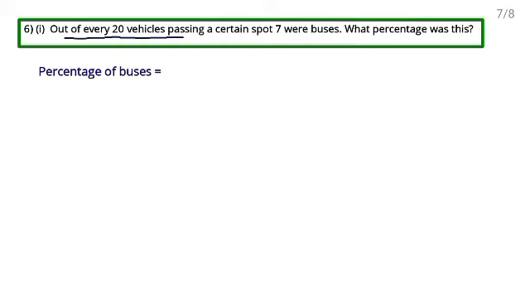Now the next question, question number 6, first part. Out of every 20 vehicles passing a certain spot, 7 are buses. Meaning 7 are buses out of every 20 vehicles. This is in the form of fraction. Now they are asking what percent was this? It means we need to convert this 7 upon 20 into percent. And in the starting of the fraction chapter, I told you to convert into percentage. If the denominator is not 100, we multiply by 100 and put percent sign. Now simply calculate it.